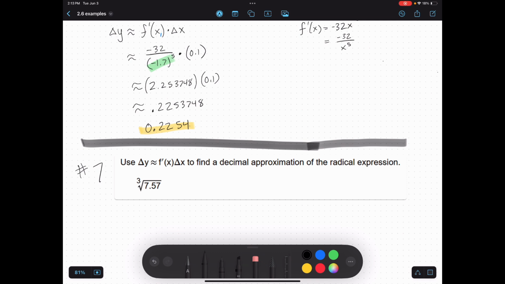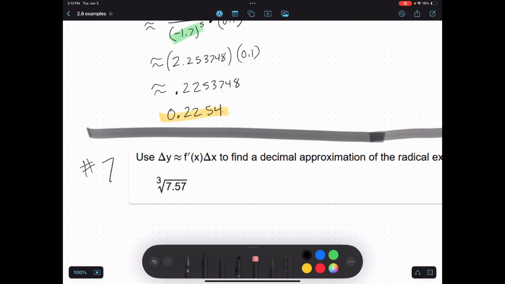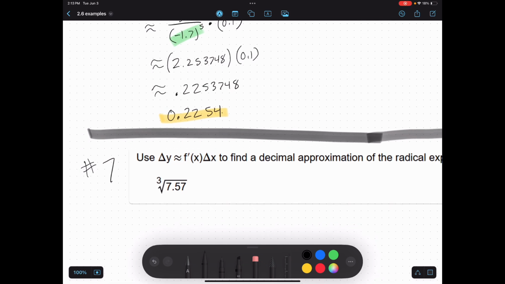When you plug in something like this, the cube root of 7.57, the calculator's not actually giving you the exact value, because irrational numbers, you can't find the exact value. They're non-repeating decimals that go on forever. So what the calculator's doing is using different processes to approximate it to a specific degree. And that's what we're going to do here in this example.